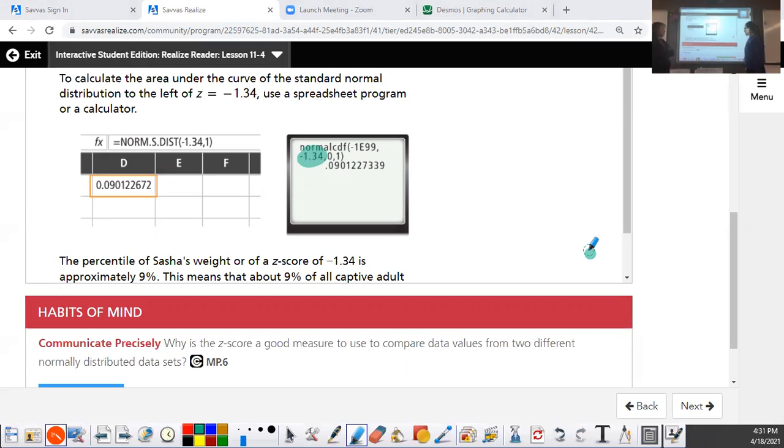Why is the z-score a good measure to use to compare data values from 2 different normally distributed data sets? So thinking about standardizing information, like the ACT and SAT, you have 2 different scoring mechanisms, but you can compare them in a way that makes sense to see whose score is actually higher. I think last year we had a problem where we compared Harry Styles and Selena Gomez's height. One is a male, and so the average male height is different than the average female height, and so they were saying who is taller or shorter relatively.